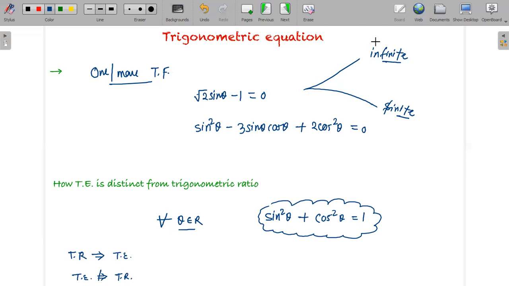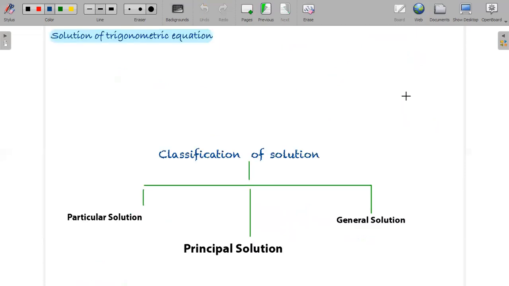So now there was another term, finite and infinite number of solutions. How to find the number of solutions, and how can we ensure whether we need to find a finite or infinite number of solutions? Based on the type of solution, we can categorize them as follows. There are three types of solutions which are famous in trigonometric equations. One, the particular solution. Another, the principal solution. And the third one, the general solution.